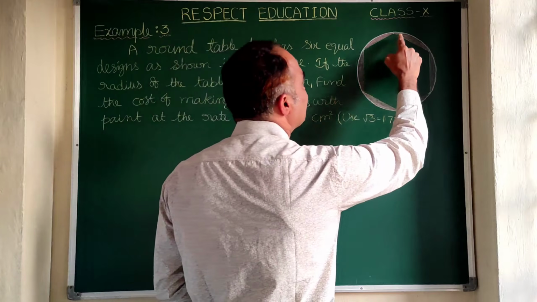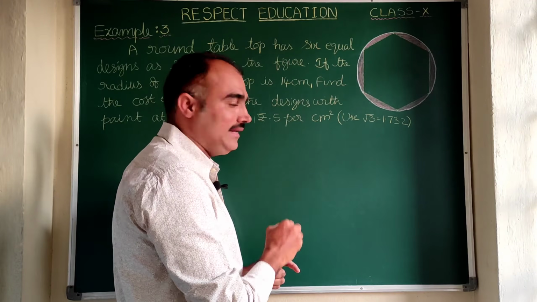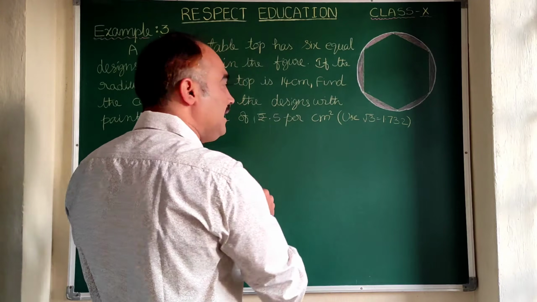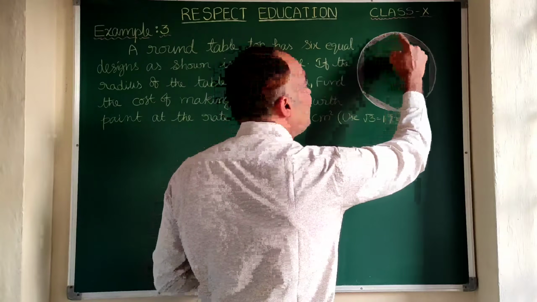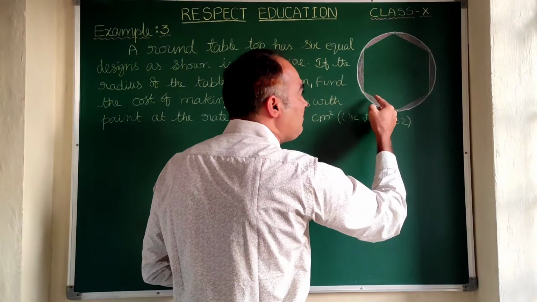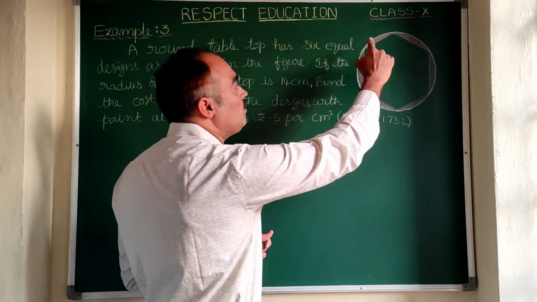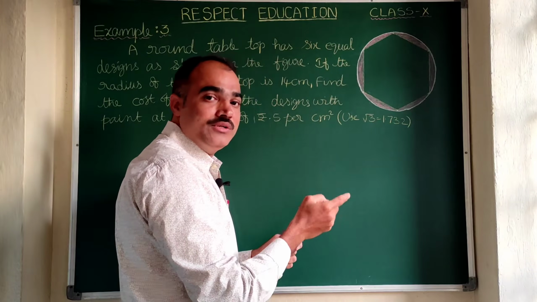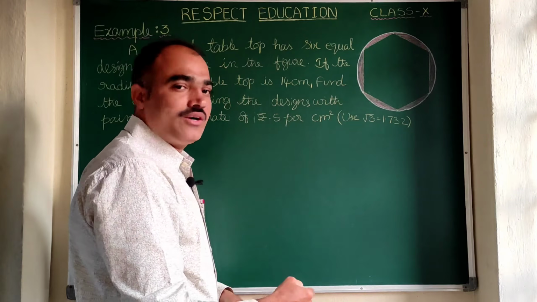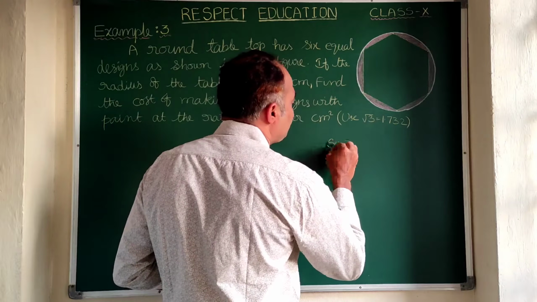So here the thing is that we are going to find the cost of painting, that too at the rate of 5 rupees per cm square. That means first we need to find the area of the shaded region that we are going to paint. Using that we are going to find the cost. So let us solve the problem here.